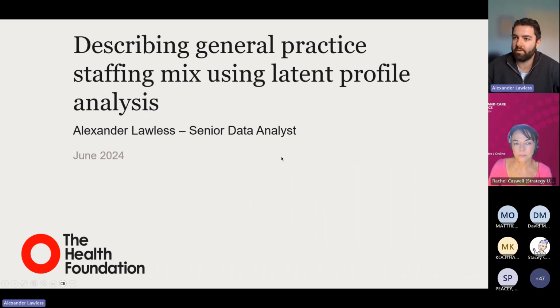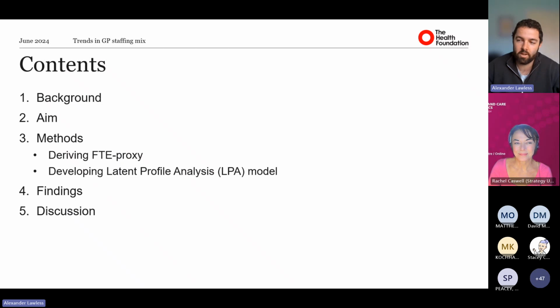So the highly imaginative structure is going to look a bit like this. We'll spend a little bit of time talking about the process we went through to derive FTE, rather than using headcount or activity data, because there's a bit of work we had to do before, in terms of data preparation, before we can feed that into our analysis. And as I mentioned, we'll then follow through, look at findings and discussions.